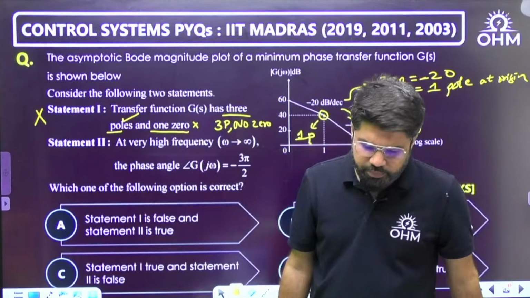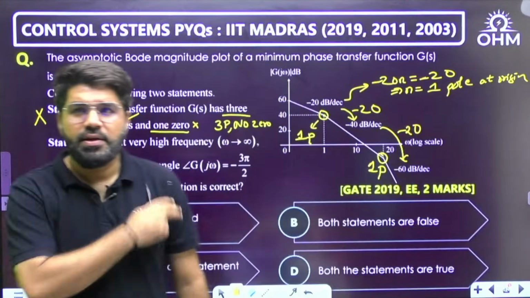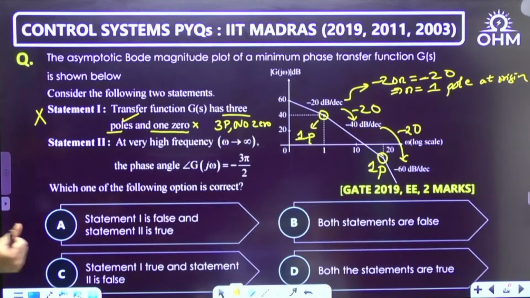Okay, Lucky, you connect with me on Telegram. You can send me a DM on Telegram. I'll guide you then regarding signals and systems as well.